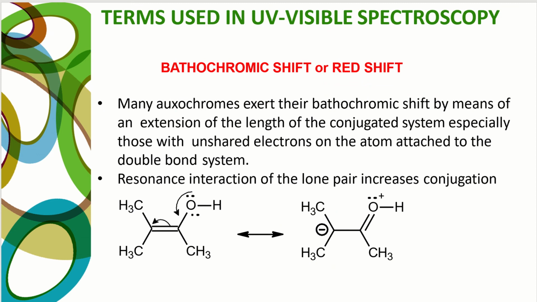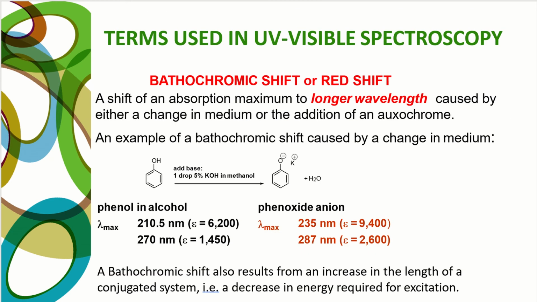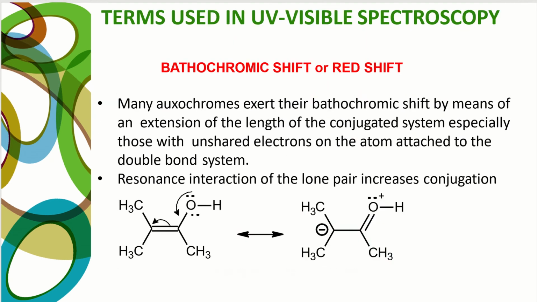So we referred to oxochromes being one reason why you might have a bathochromic shift. So many oxochromes exert their bathochromic shift by means of an extension of the length of the conjugated system, especially those with unshared electrons on the atom attached to the double bond system. So resonance interaction of the lone pair increases conjugation.